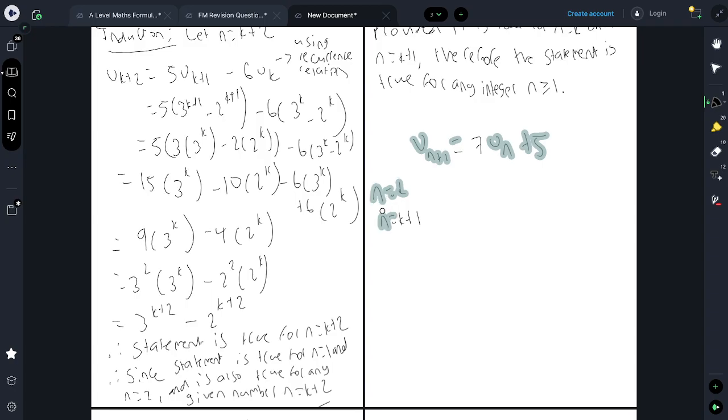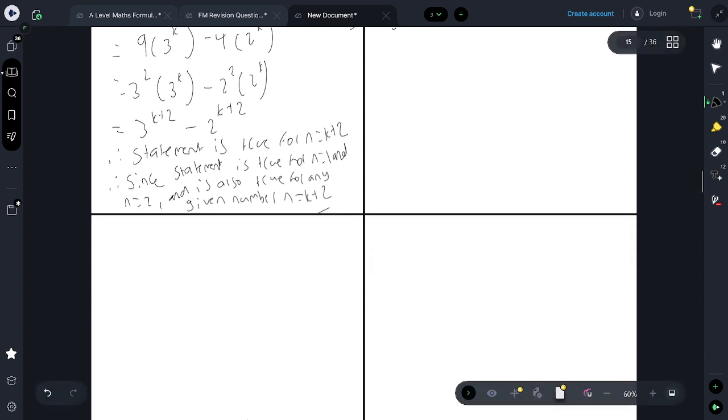Hopefully that's clear. So that's induction. I think that's a good little example to try our knowledge on. But yeah, I'm going to move on to the next one.